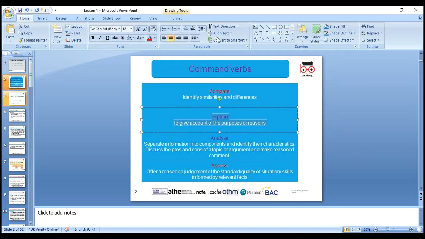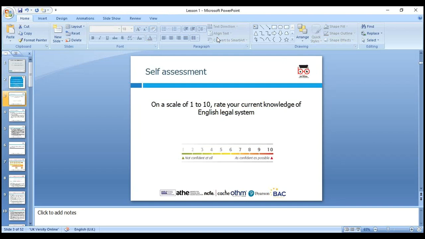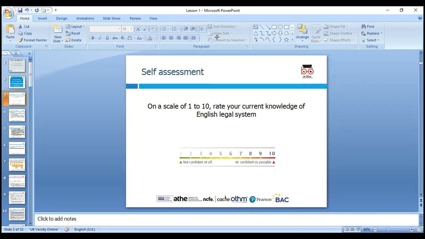Any questions? Okay. Now, please, can you rate yourself? What is your current knowledge about the English legal system? How much do you know about it? Just think for a few minutes about where you would rate yourself. One means you're not confident and you don't have any knowledge. Ten means you're really confident and you have excellent knowledge. What do you think, on a scale of one to ten?